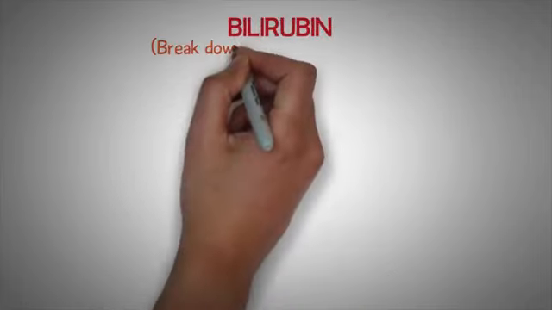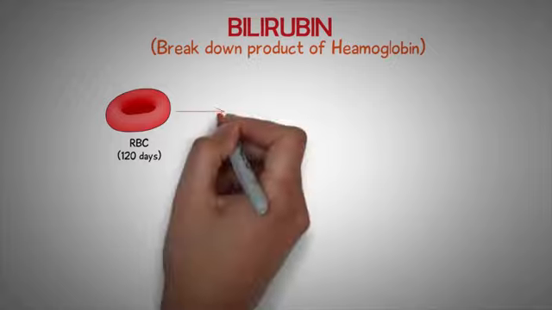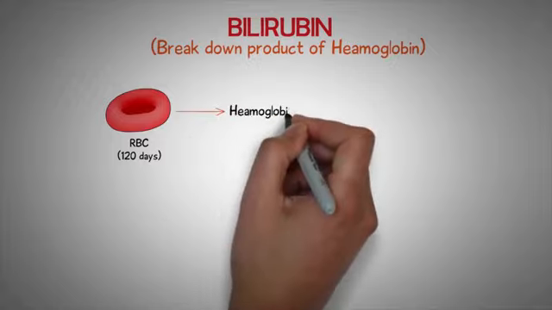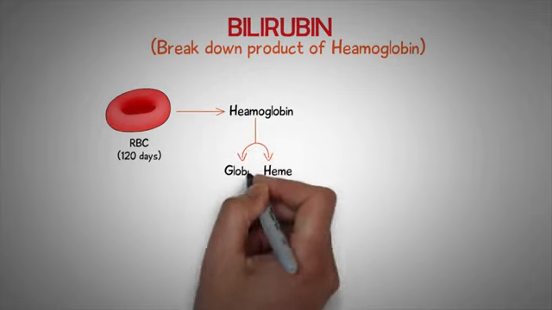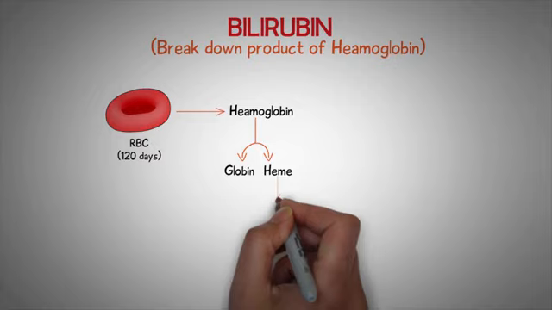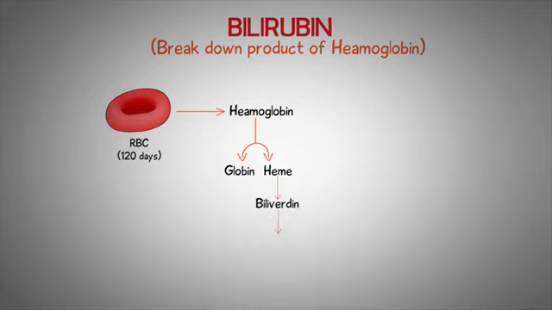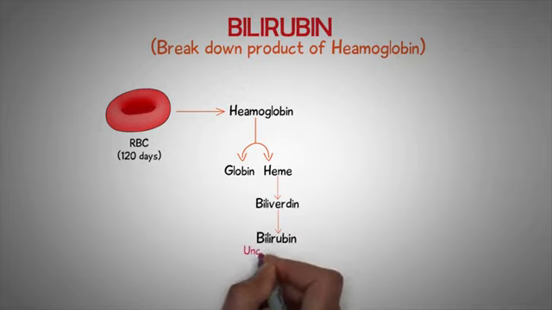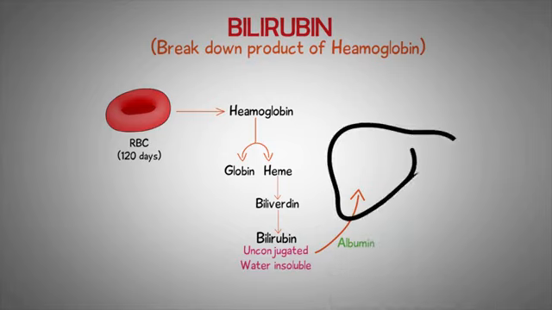Bilirubin. Bilirubin is a breakdown product of hemoglobin. When RBCs complete their lifespan, which is 120 days, they are destroyed in the body and hemoglobin is released. The hemoglobin further breaks down into heme and globin components. The heme component is then converted into biliverdin, which is further converted into bilirubin. This bilirubin is of unconjugated form, also referred to as indirect form, which is insoluble in water, so it binds with the albumin and is then transported to the liver.